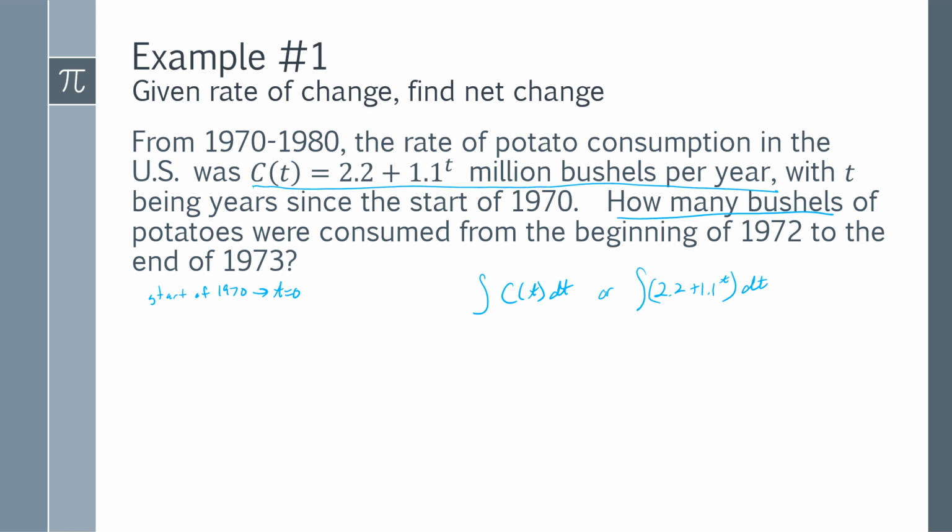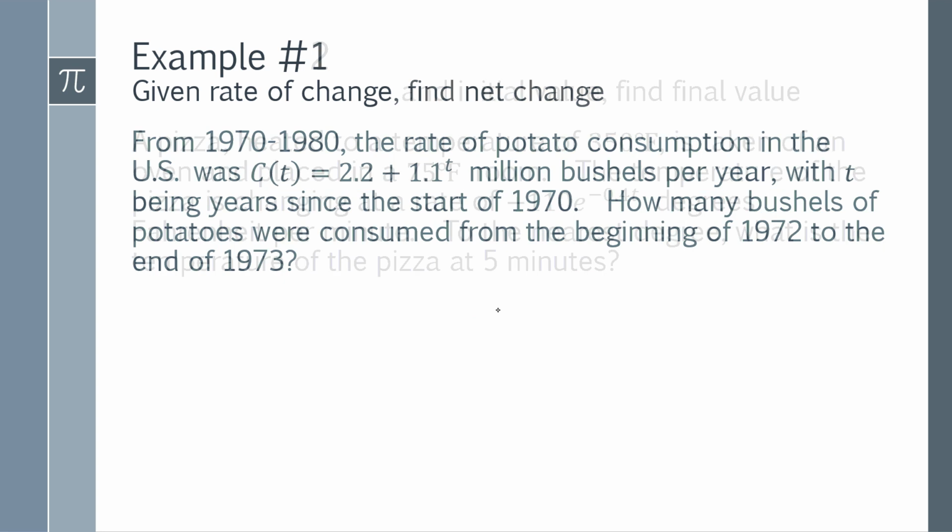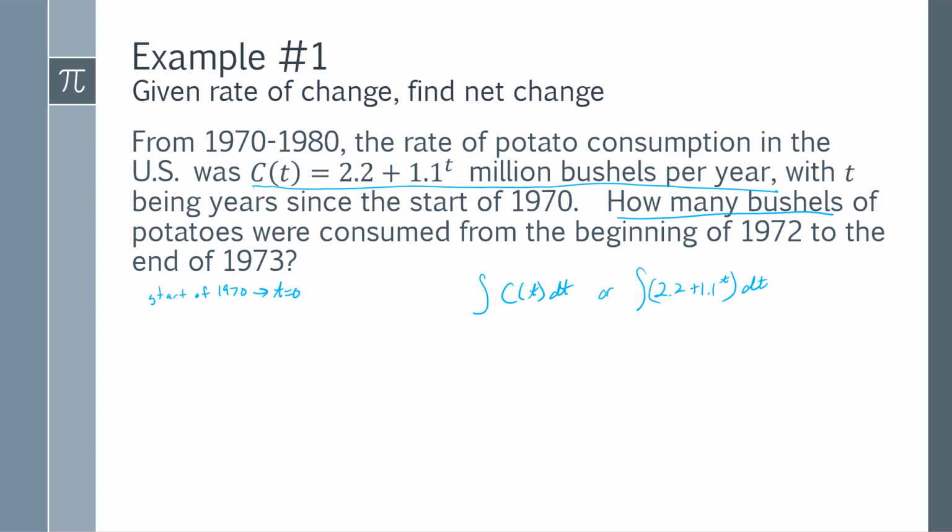But then I need bounds for this. Well, my bounds are not going to be from 1972 to 1973, because t equals 0 is the start of 1970. So if t equals 0 is the start of 1970, that means t equals 1 is the start of 1971, t equals 2 is the start of 1972. So my lower bound is going to be 2. For my upper bound, the end of 1973 is the beginning of 1974. So I could really have phrased this as from the beginning of 72 to the beginning of 74. So my upper bound is 4.